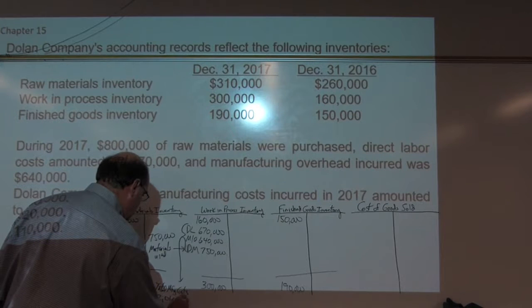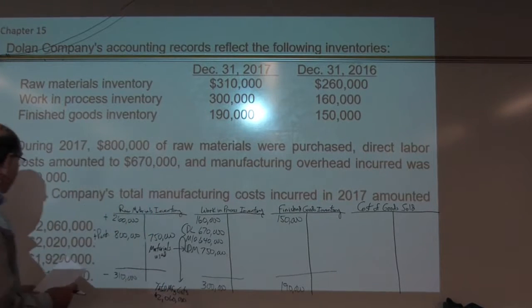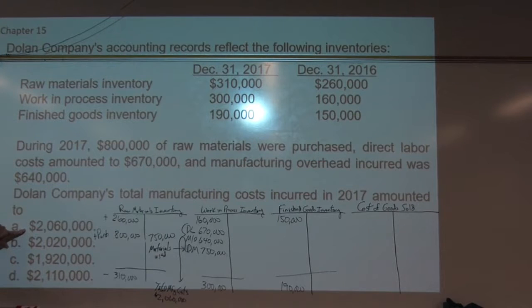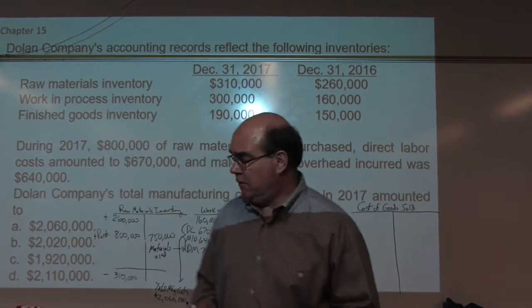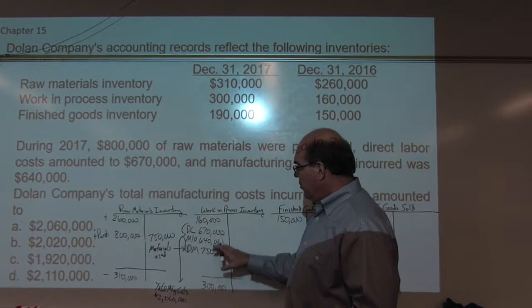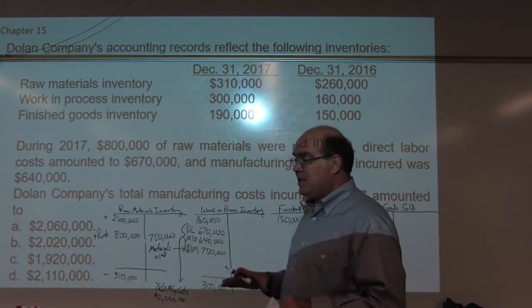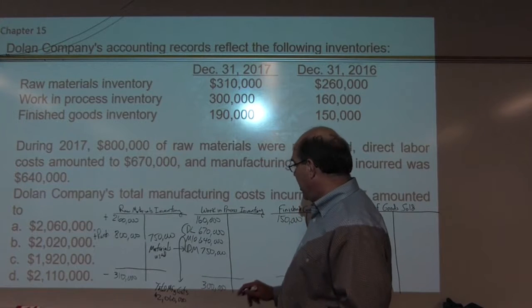$2,060,000. And I would look over here and I say, well, then that would be this answer right here. Now, one thing you got to keep in mind, people get this confused all the time. These three numbers added together are what we spent in this period. Those are my total manufacturing costs.